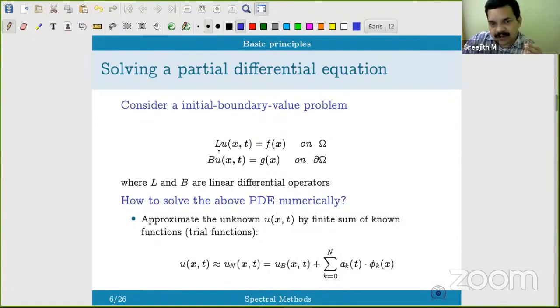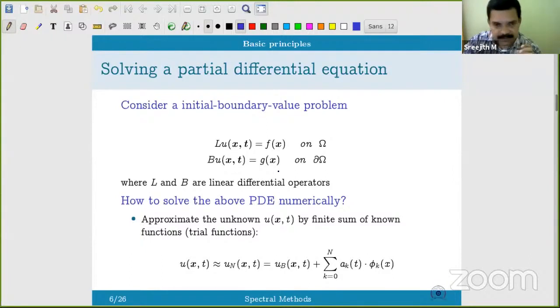So you can represent a linear differential equation as LU, where L is a differential operator and U is a function of space and time. L u(x,t) is equal to f(x) on a domain Omega. And you have to specify the boundary condition and initial condition, maybe a Dirichlet condition or a Neumann condition. So you have a differential operator B u(x,t) is equal to g(x). So we have to solve this equation.